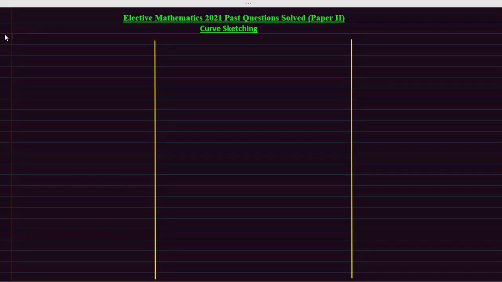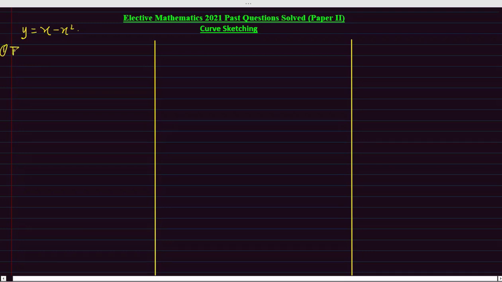Hello. From our previous question 2, we came across a situation where we could have sketched the curve y equals x minus x squared. Today, let's look at how to sketch such a curve. There are 3 things to do in order to sketch a curve.